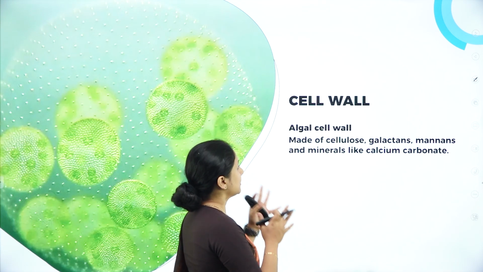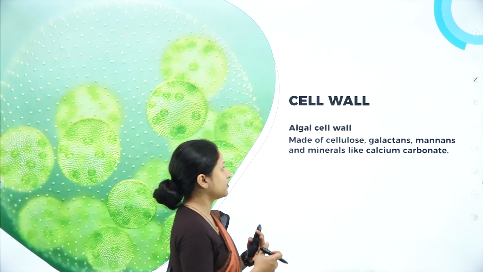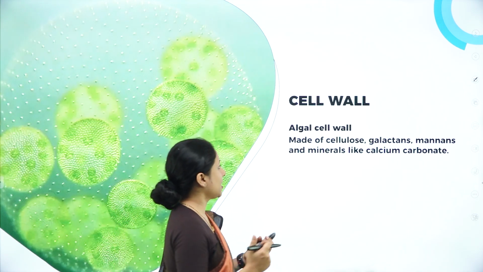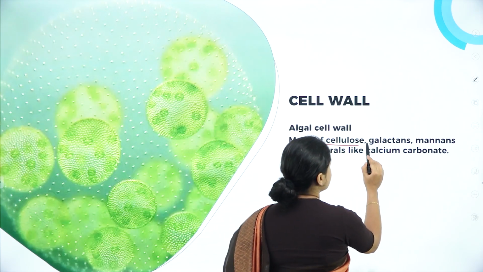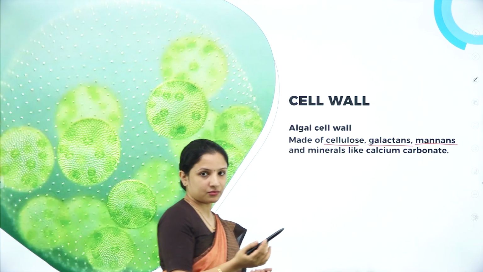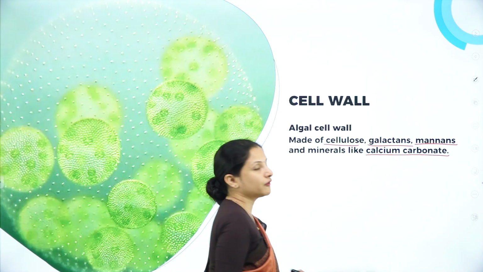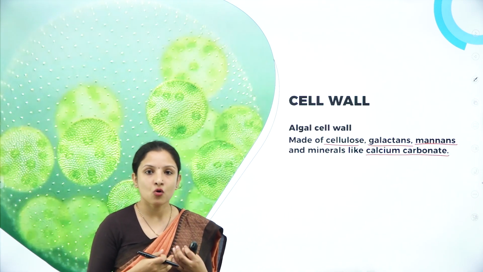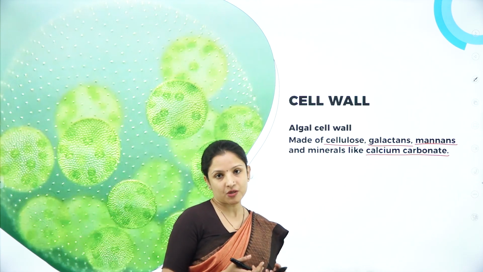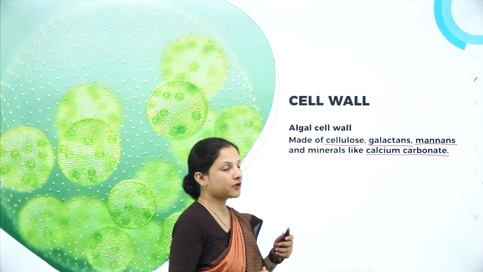Similarly, here also, the cell wall of algae, that is your Rhodophyceae, Phaeophyceae and Chlorophyceae members, is made up of cellulose. They contain galactans, they contain mannans and all that, which are carbohydrates themselves, and they contain minerals like calcium carbonate. Some of the algae which live in the oceans, the kelps and all that, contain calcium carbonate as well. So these are the components present in the cell wall of algae.